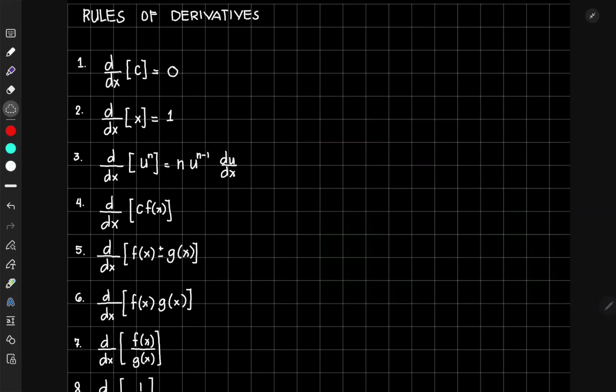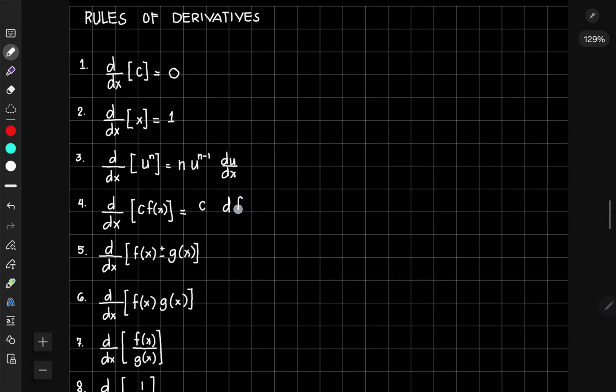So for rule number 4, we have a function with a certain coefficient. So we can bring that out, yung coefficient natin. So we have the constant multiplied by the derivative of the given function with respect to x. So example for that is, kung kukunin natin yung derivative of 5x cubed with respect to x.